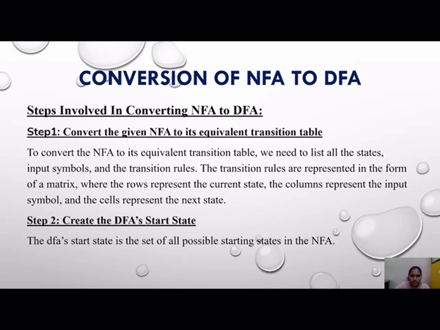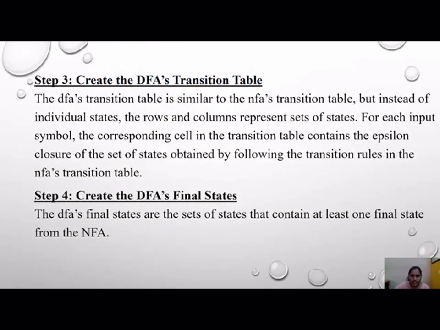Step 2. Create the DFA's start state. The DFA's start state is the set of all possible starting states in the NFA. Step 3. Create the DFA's transition table. The DFA's transition table is similar to the NFA's transition table, but instead of individual states, the rows and columns represent sets of states. For each input symbol, the corresponding cell in the transition table contains the epsilon closure of the set of states obtained by following the transition rules in the NFA's transition table.